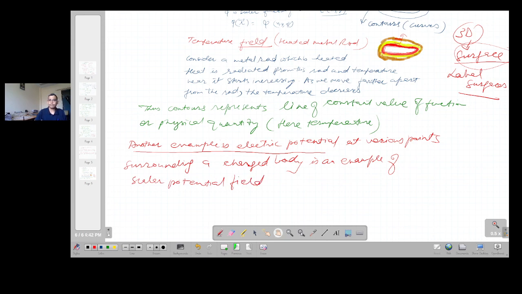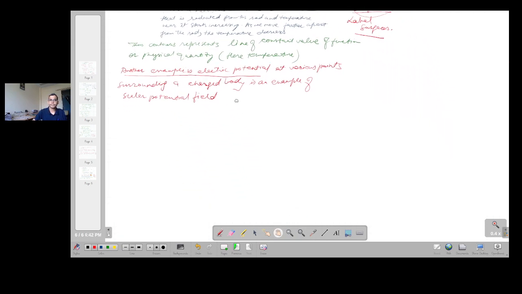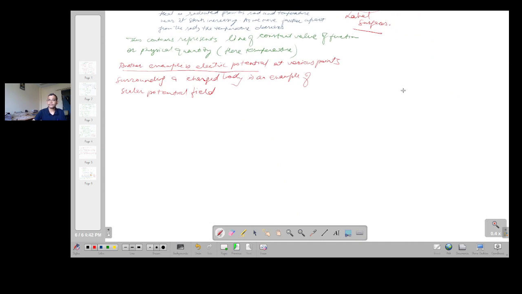So suppose I am having a charge, say this is a charge, and these are the electric field lines, and it is spherically symmetrical. Then if I draw contours, this is one contour, this is another contour. For each contour, these are the potential surfaces. This is one surface, this is another surface.